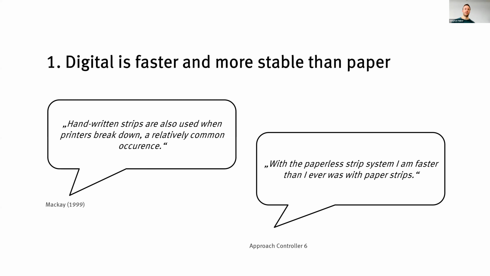One controller even told us that with the paperless strip system, they were faster than they ever were with the paper strips. And the reason for this improvement is that they used to follow the guideline write while you speak. And in today's pen-board interaction, they start to document as they speak, but the clicks are just so efficient that they finish documenting before they finish speaking. And so the verbal communication to the pilot outlasts the time it takes to document the clearance.